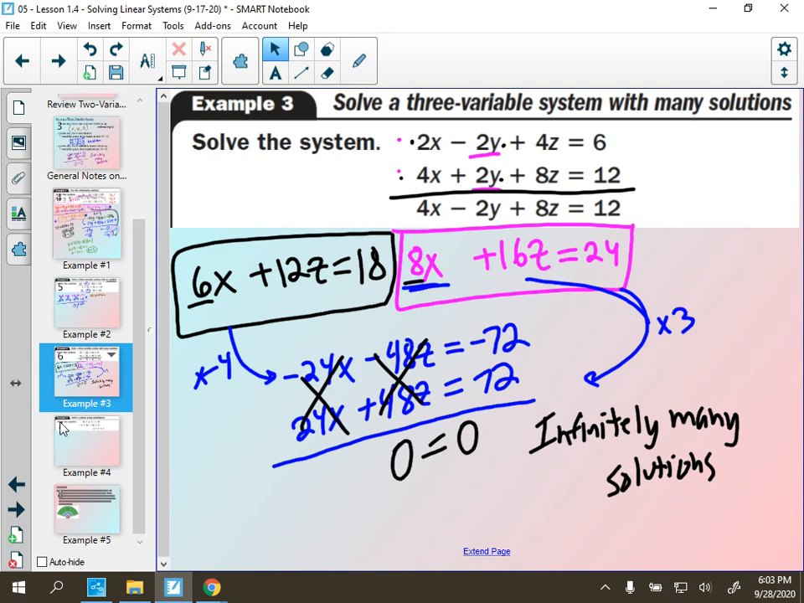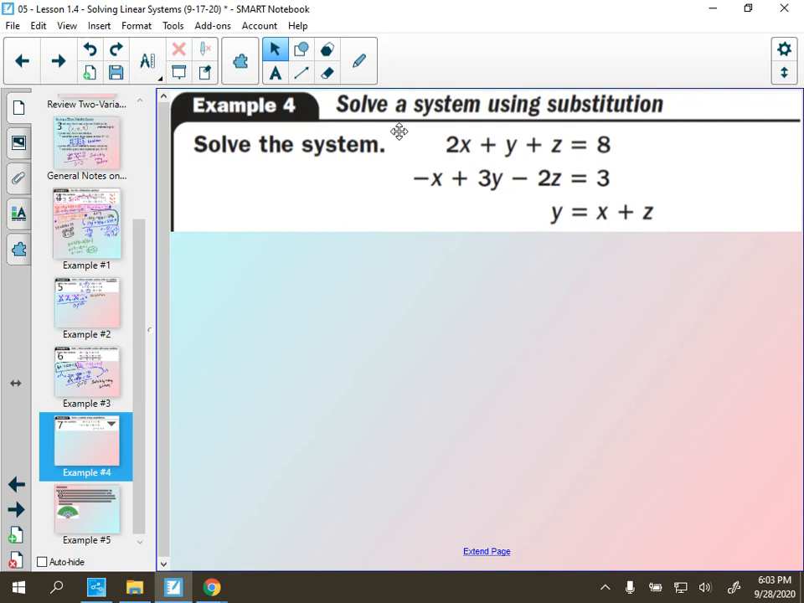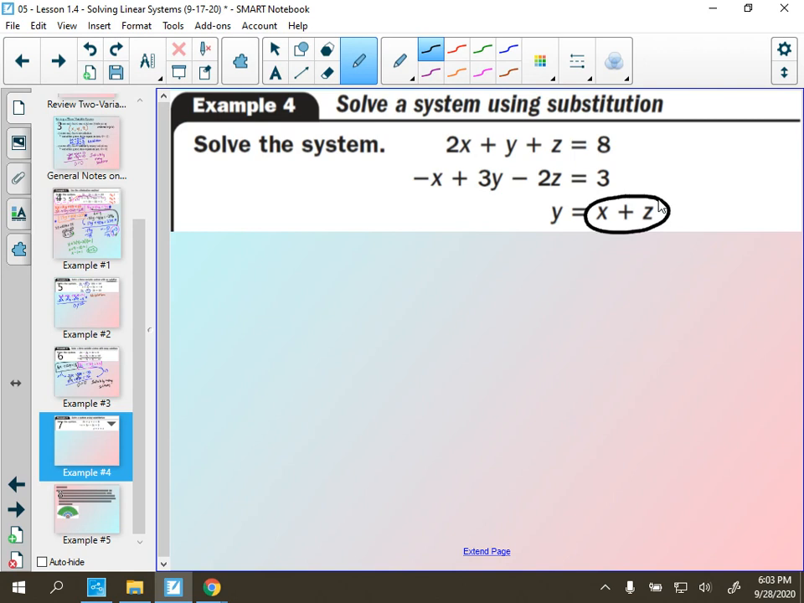All right, we're almost done here. Let's finish up. We've got one more. I do want to just show that it is still possible to solve a system using substitution. And again, I think this one is a good candidate for substitution for the same reason as it was with our two variable one. It's already set up that I've got a variable right here isolated. I've got y equal to x plus z. So I say, all right, I'm going to go up to the other two equations and replace that y with something that it's equal to.